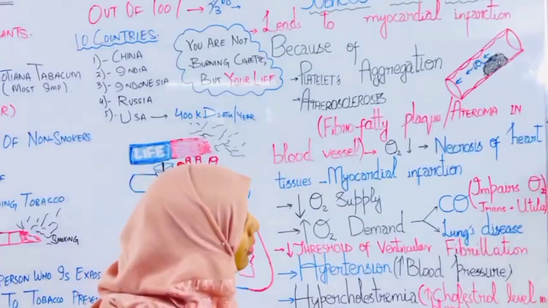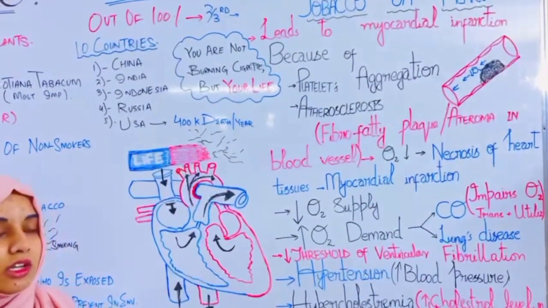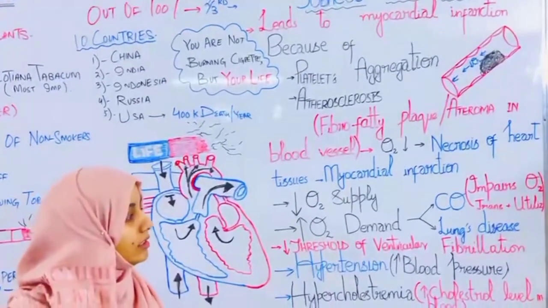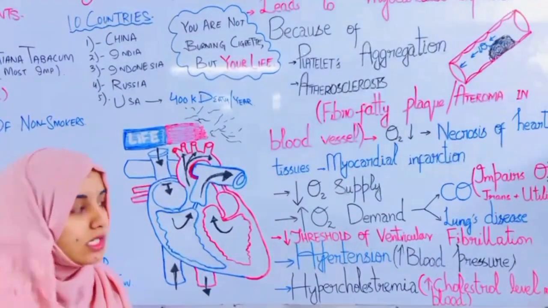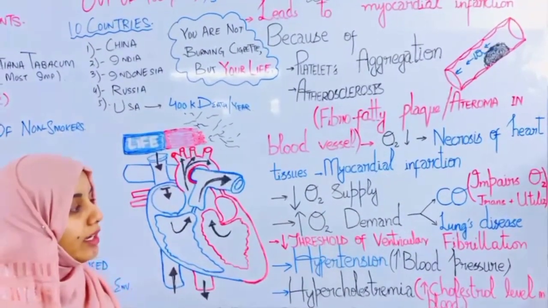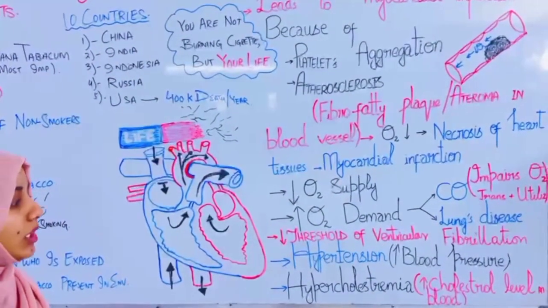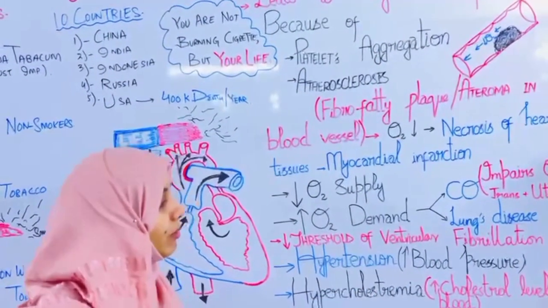And there is also lung disease, which is caused by the smoking agents. The lung disease includes emphysema and chronic bronchitis, which cause decreased perfusion of oxygen. So there will be decreased oxygen supply to the blood, and decreased oxygen supply to the heart as well. It also causes a decreased threshold of ventricular fibrillation.